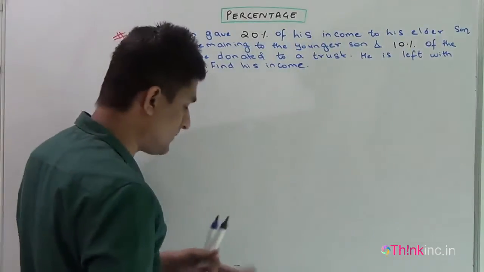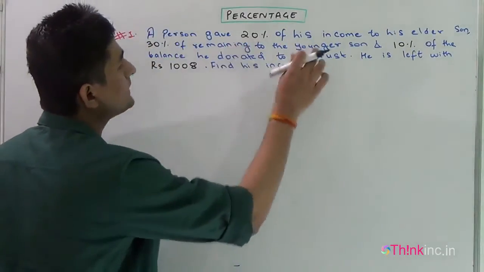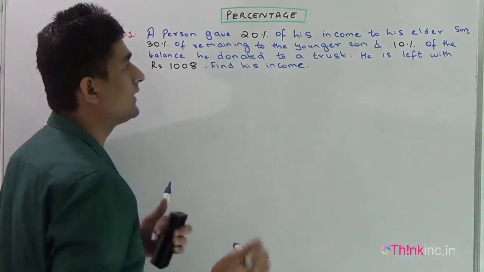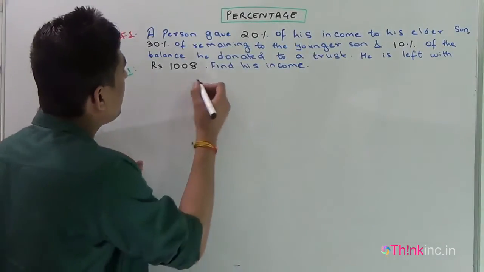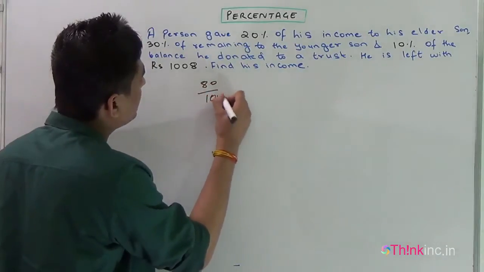Let the income of a person be X. Now after giving 20% of his income to his elder son, what amount will he be left with? He will be left with 80% of his income. That means 80 by 100 of X.